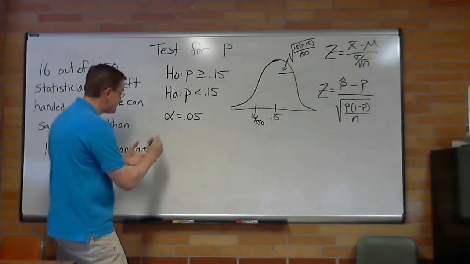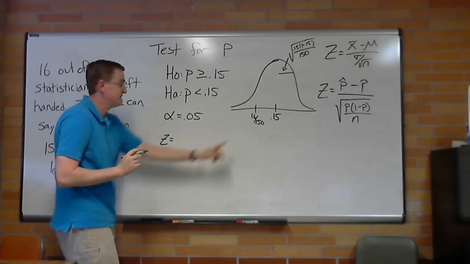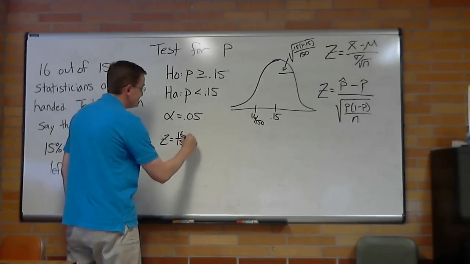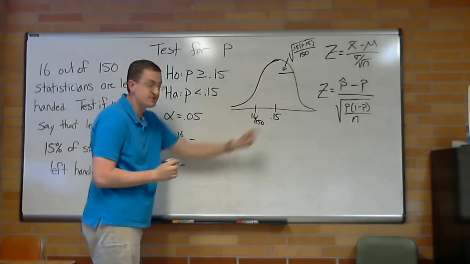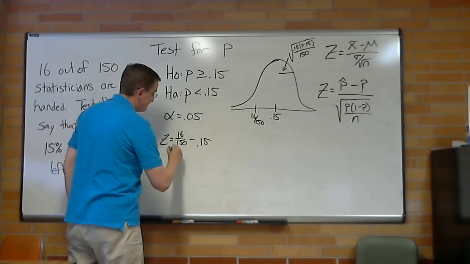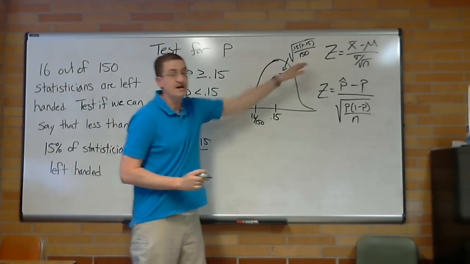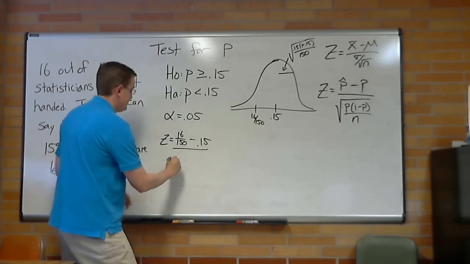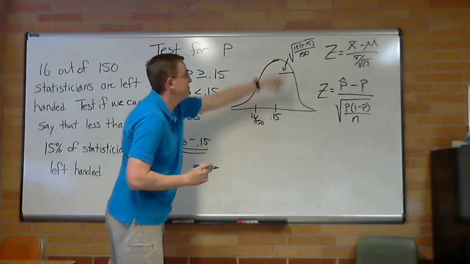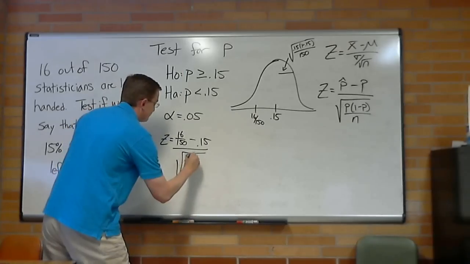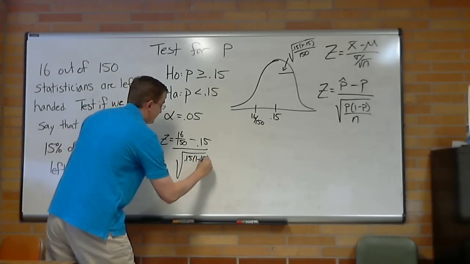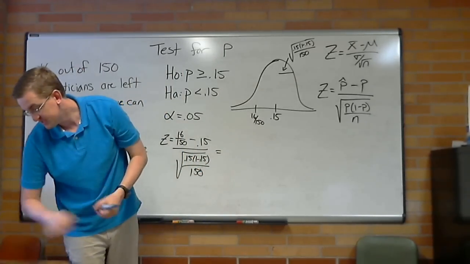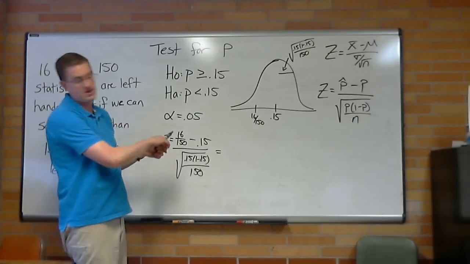So how am I going to get the z-score? I'm going to take this value right here, which is 16 over 150, minus the parameter that I think it is, which is 0.15, and divide by this guy. This should feel like the normal distribution probabilities we did weeks ago. We have x, mu, and sigma. The square root of 0.15 times 1 minus 0.15 over 150, and I already looked it up. It is negative 1.49.